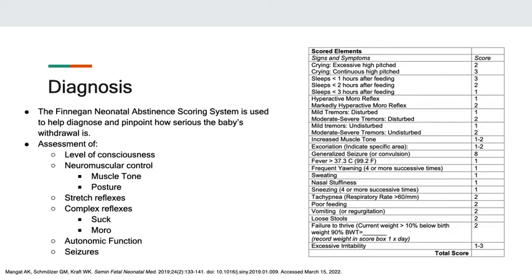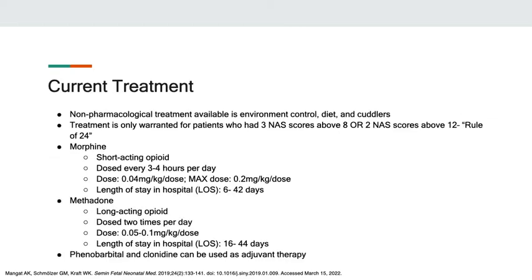So now that we've talked about diagnosis, let's go into the current treatments. The current treatments include some non-pharmacological treatments, which are environment control, diet, and cuddlers. For environment control, you're going to want to make sure that the baby is in a very quiet place, and that there's no excessive noise. As far as treatment goes, it's only warranted for patients who have 3 NAS scores above 8 or 2 NAS scores above 12, also known as the rule of 24.